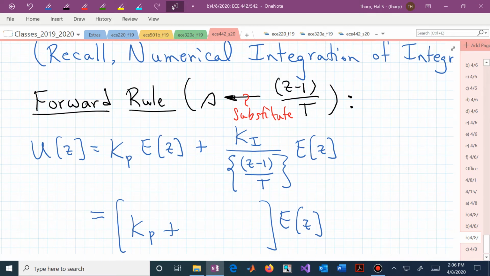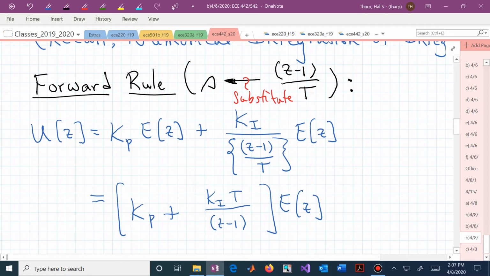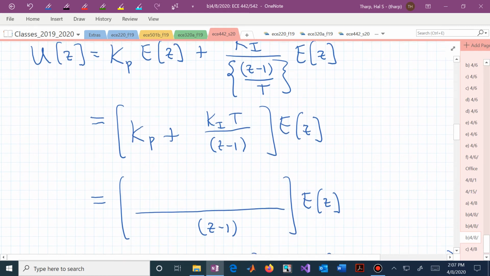Let's factor out the E, and let's multiply that coefficient or scaling factor that's scaling the error on the right by 1, which is T over T, so that we now have k sub I T over Z minus 1. So we're just factoring out those two terms that are now collectively scaling the error signal's Z transform, capital E of Z.